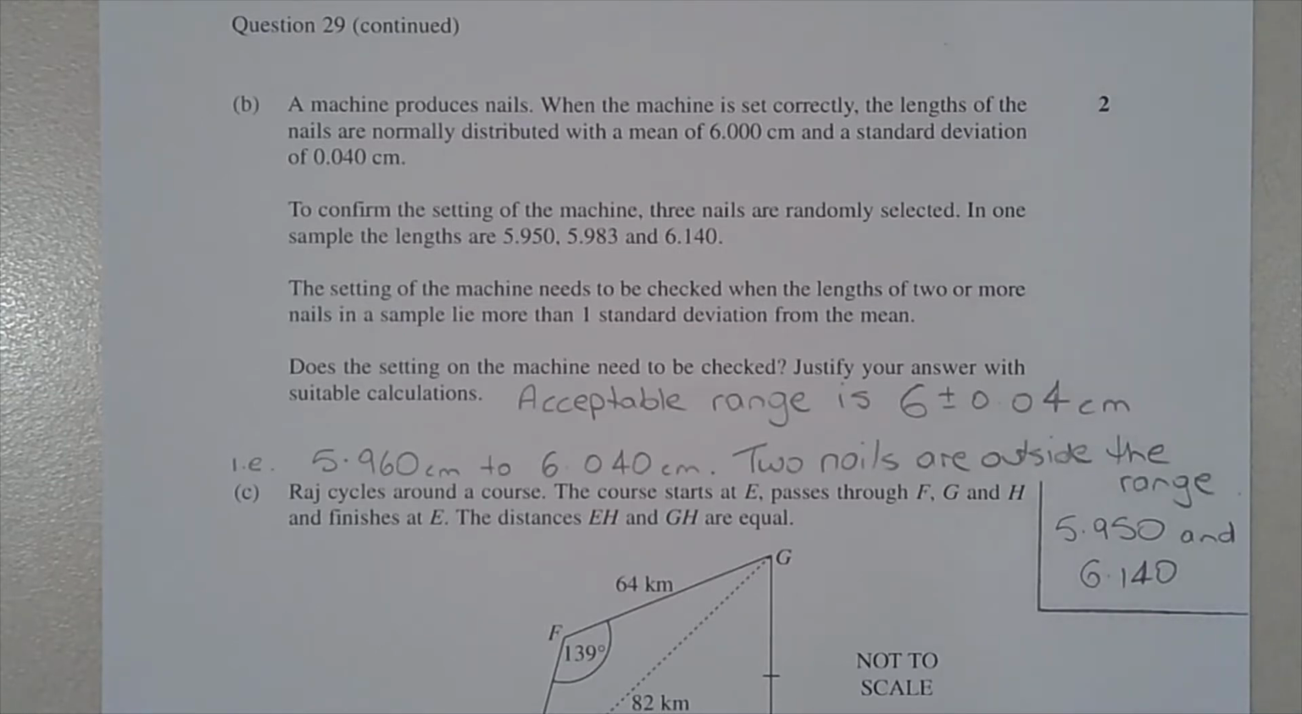The setting of the machine needs to be checked when the lengths of 2 or more nails in a sample lie more than 1 standard deviation from the mean. Does the setting on the machine need to be checked? Justify your answer with suitable calculations.